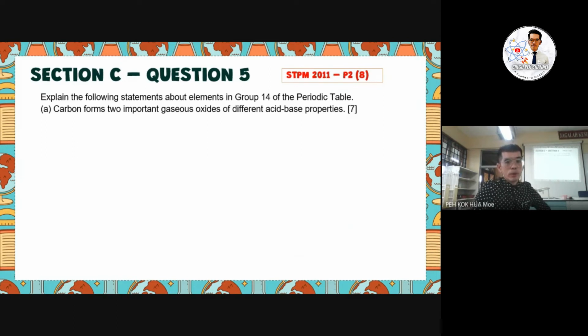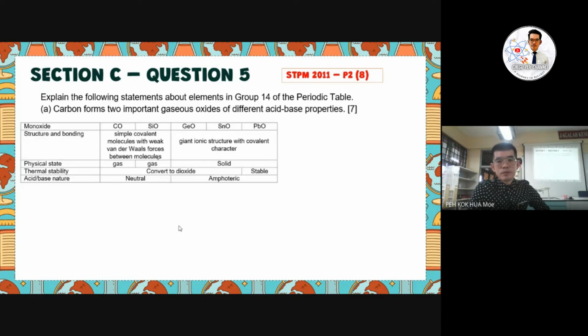Explain the following statement about the elements in group 14. You see, again, the question is asking you about the different oxidation states, right? And here again it asks you about the acid and base property. But here more marks are involved. 7 marks. Just now, the marks involved was only 4. So here it is 7, so we can see together what is the additional point for this question.